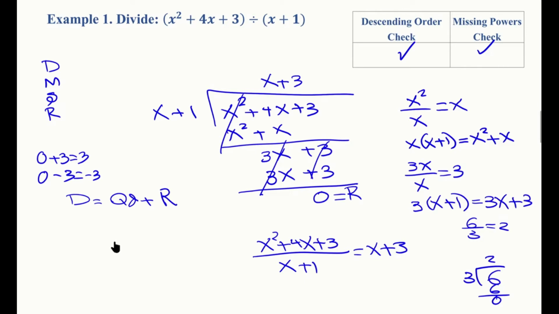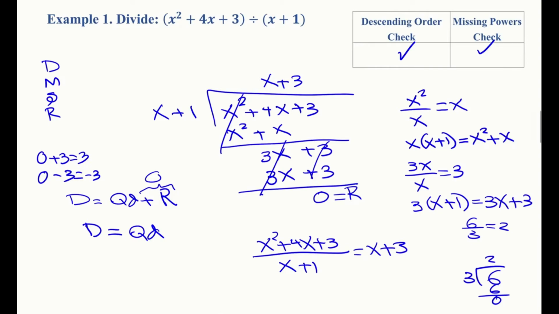And here, since r is 0, we should just get d equals q d. So let's check that.